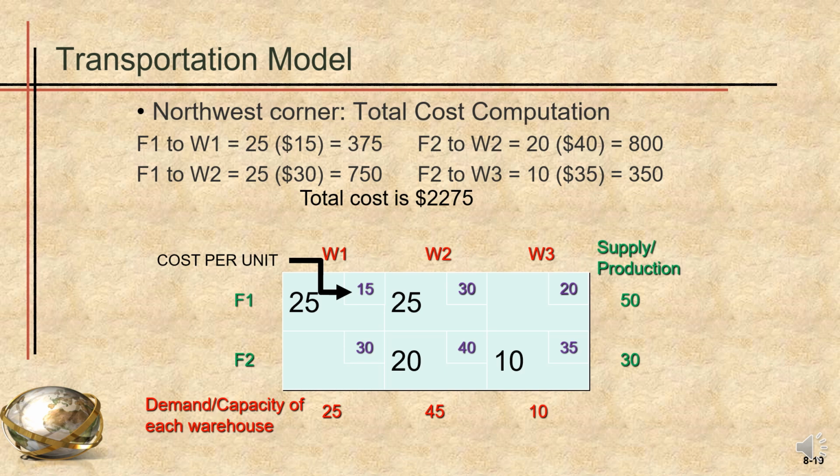So if you ask me, is that our final answer? Will that be the final allocation? Is that how we're going to assign the number of units? Of the units from factory 1, 25 will go to warehouse 1, and the other 25 will be allocated to warehouse 2. From factory 2, 20 will go to warehouse 2, and 10 will go to warehouse 3. My answer is that this is not yet our final allocation. You have to watch my second video, because it will teach you the second approach so that we could have our final decision.